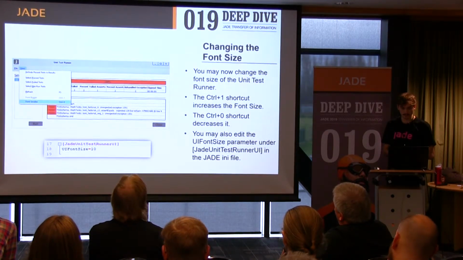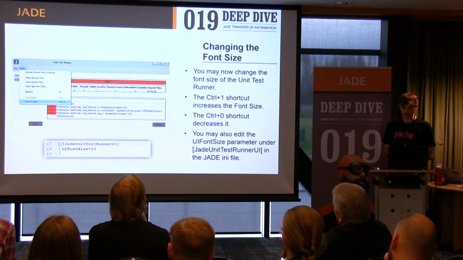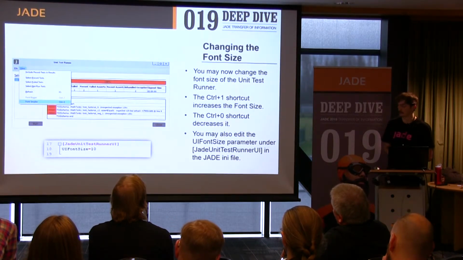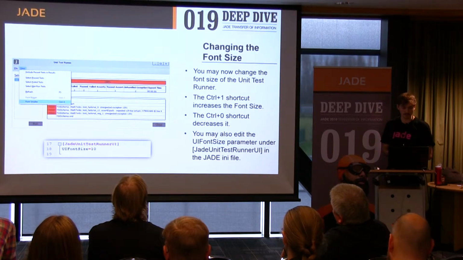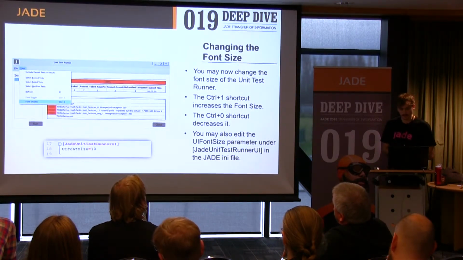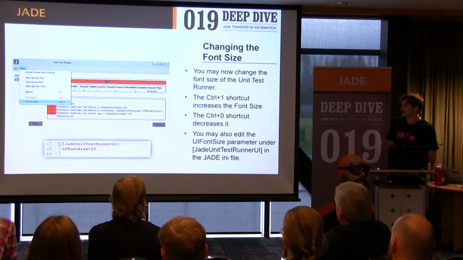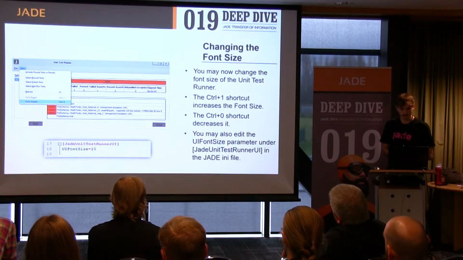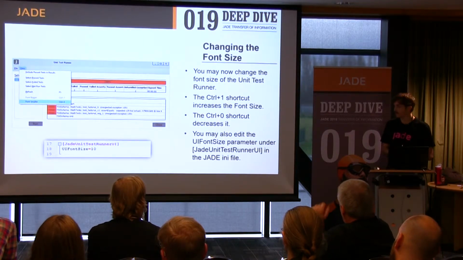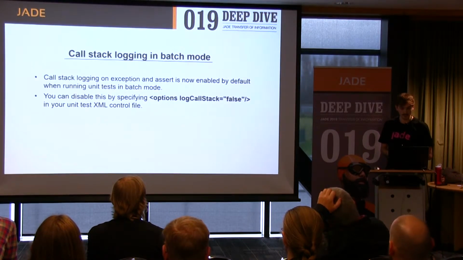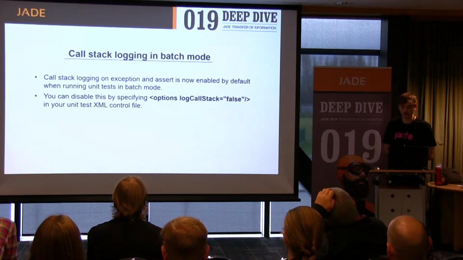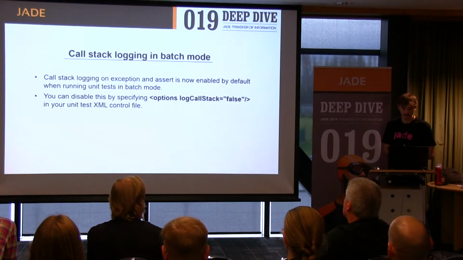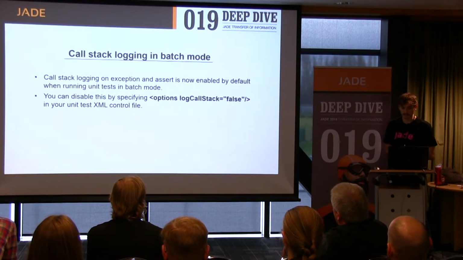So with the unit test GUI runner, you can now increase and decrease the font size in a similar way to the Jade monitor, either by the view drop-down menu, or Control 1 and Control 2 will increase and decrease it, and this also gets stored in your ini file, so it will persist. Call stack logging in batch mode on an exception or failed assert will now get logged by default. This can be turned off by adding the log call stack equals false option to the XML control file.